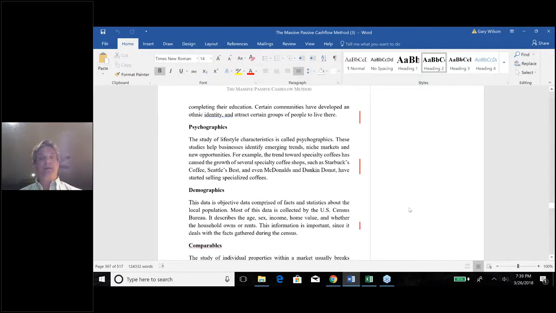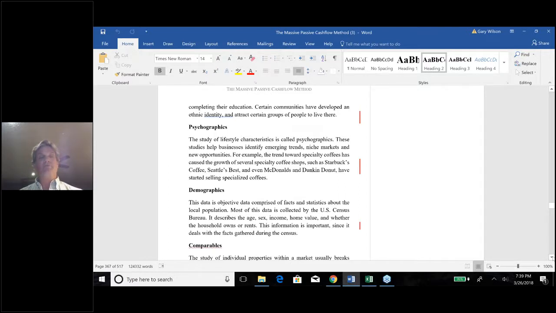In any case, psychographics tells us what we believe is going to be needed in the area in the way of services and products and things like that. Demographics really is a study of the population. Everything, age, sex, income, all that stuff falls under the basic category of demographics. Okay.